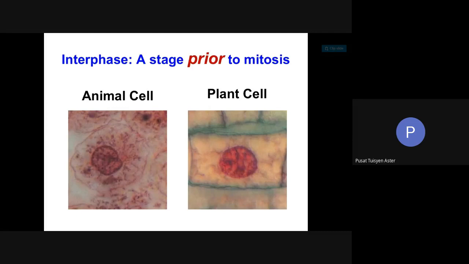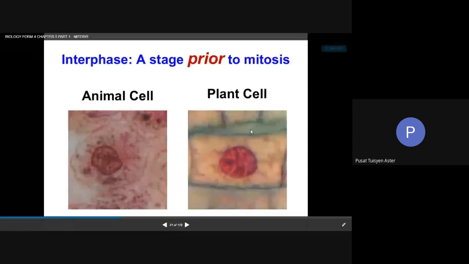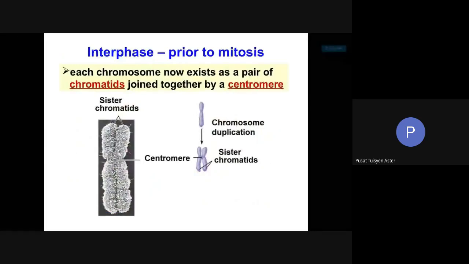So interphase, a stage prior to mitosis. Okay, now we are looking back at the whole cell division. Interphase macam mana? Plant cell macam mana? Animal cell macam mana? Right? Okay, so over here, interphase you can see is prior to mitosis, each chromosome now exists as a pair of chromatids joined together by a centromere. So this is how interphase looks like, sister chromatids, centromere di tengah, chromosome duplication happens and become sister chromatids.